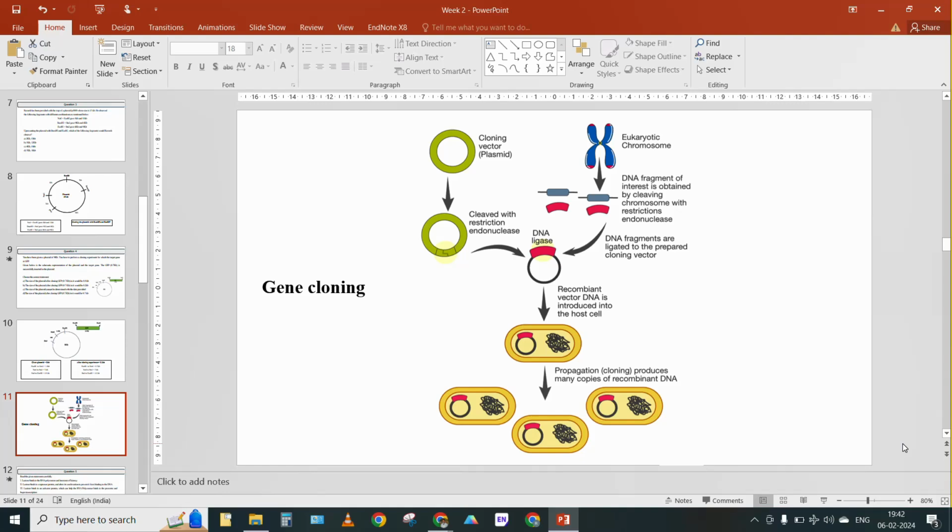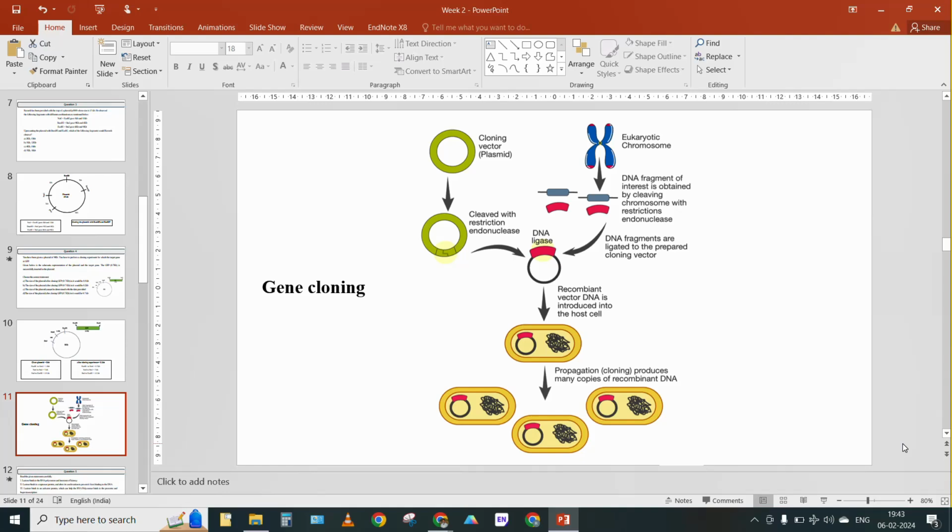The next step is ligation. The gene of interest is ligated to the vector using DNA ligase. This results in a recombinant DNA molecule where the target gene is now incorporated into the vector. Leading to transformation, the recombinant DNA is introduced into a host organism, usually a bacterial cell, through a process called transformation. This can be achieved through heat shock or electroporation.